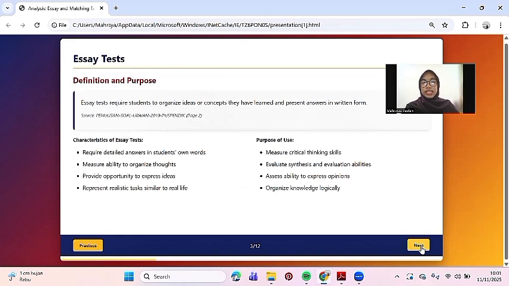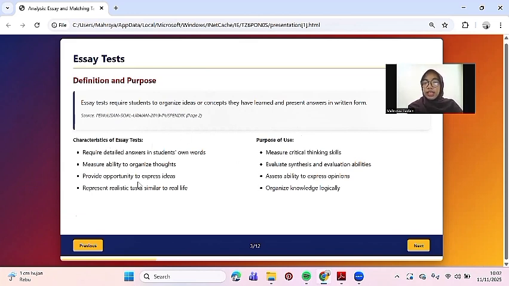Now, the first is essay test. Essay tests are used to measure how well students can organize and express their ideas in writing. Instead of choosing from given options like multiple choice questions, students have to create their own answer based on what they have learned. Essay tests have several characteristics.